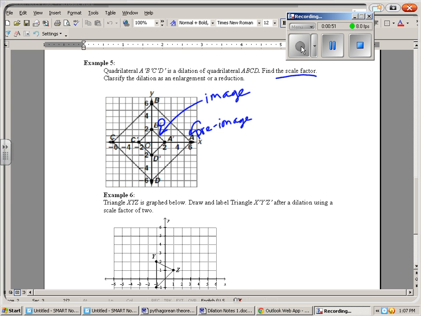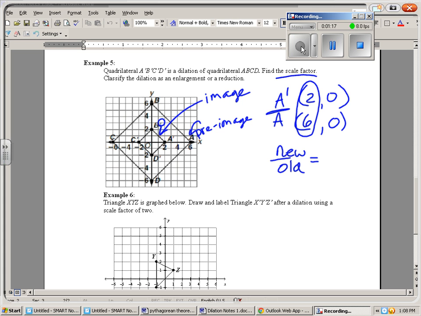To find the scale factor, you actually only have to choose one point. So I'm going to choose A prime and A. So A prime is 2, 0, A is 6, 0. And then what we're going to do is we're going to write our formula, new divided by old. And the reason why I wrote the prime above is because that's the new. And then the old number is 6.